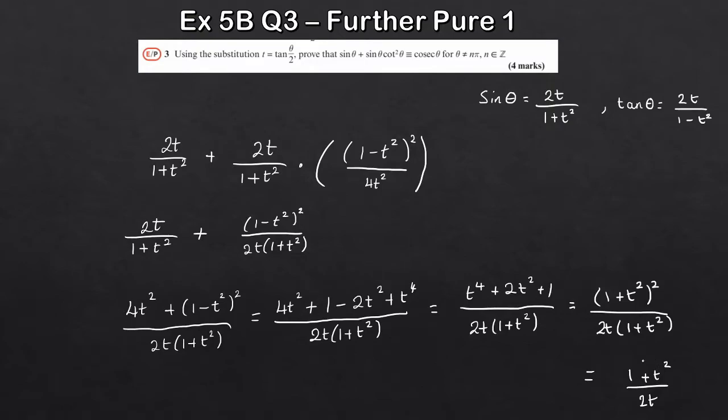And like I said before, this is the reciprocal of 1 over sine theta. And 1 over sine theta is cosec theta. So therefore, 1 over sine theta is identical to cosec theta. So therefore, we've proven the identity there.